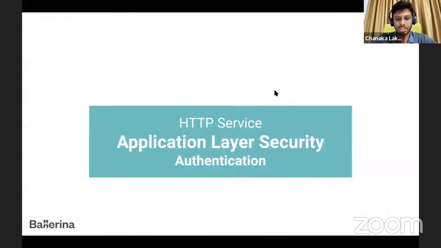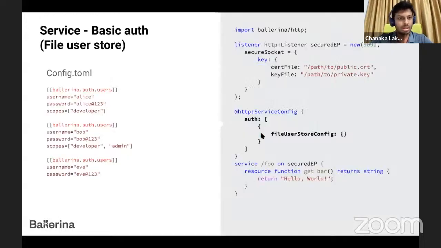Now let's see how we can configure HTTP service for application layer security. Let's look at the authentication methods first. Here, we are going to secure our HTTP service for basic auth with the use of a file user store, which means the data of the authenticated users and their permissions are provided by a file in a TOML format. What we have to do is just to configure the auth field of the HTTP service annotation like this. Then we have to define a config.toml file like this. That's it. Once this is done, the incoming request will be authenticated against the configured user store.